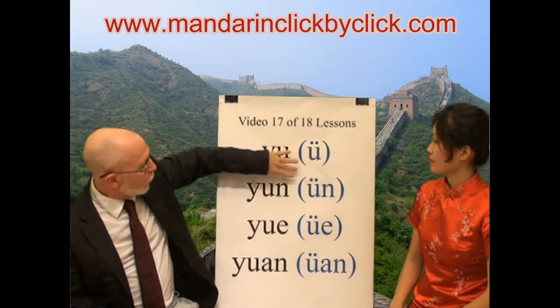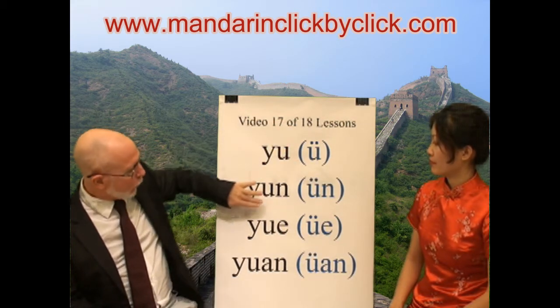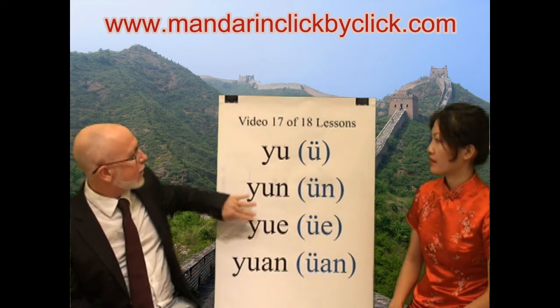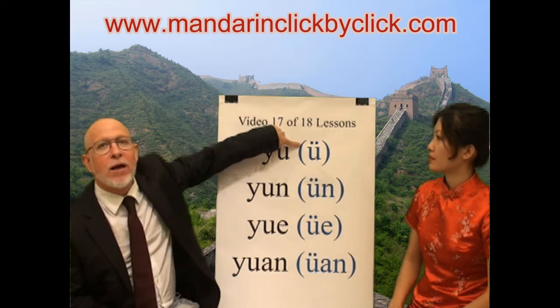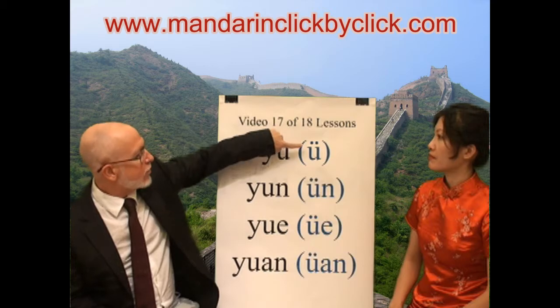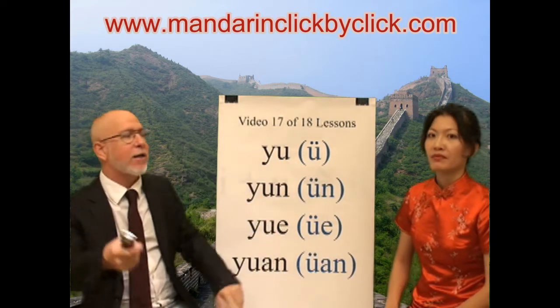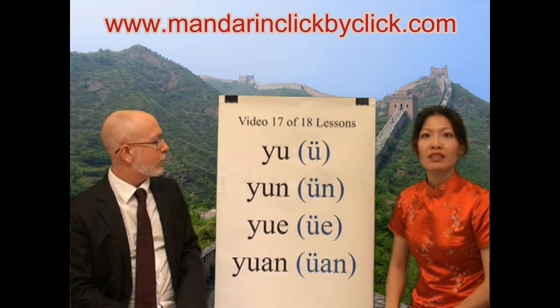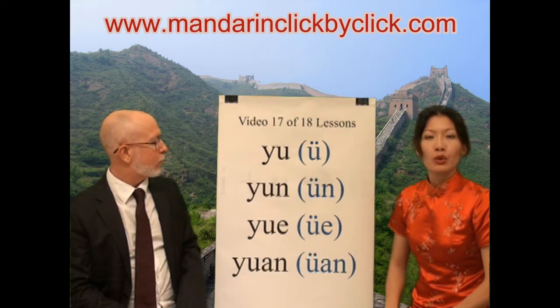Today we're looking at these sounds: yu, yun, yue, and yuan. These sounds have this rounded umlaut sound in them. Could you say these for our video audience, please? Yu, yun, yue, yuan.